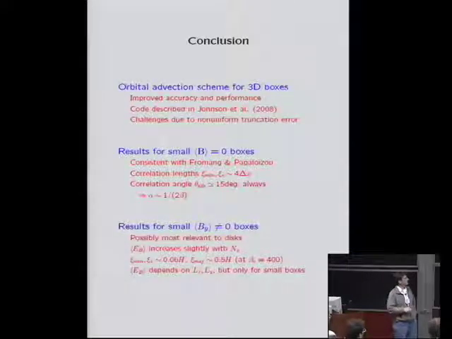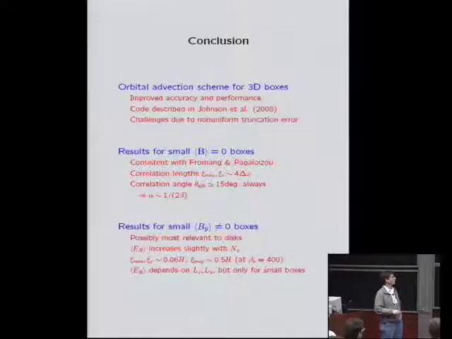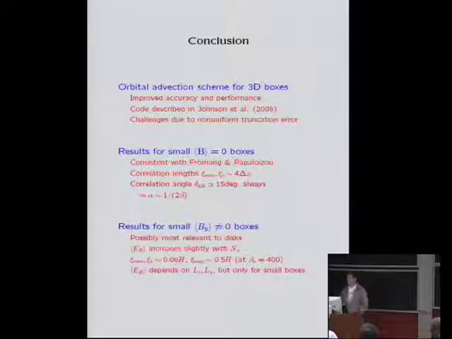And finally, results for small mean Y field boxes, which may be most relevant to disks. The magnetic energy we find increases slightly with resolution, but not by much. The correlation lengths at least appear to scale with the scale height rather than the resolution, at the resolutions that are currently accessible to us. And the magnetic energy depends on the size of the box, but really only for the smallest boxes. Thank you.